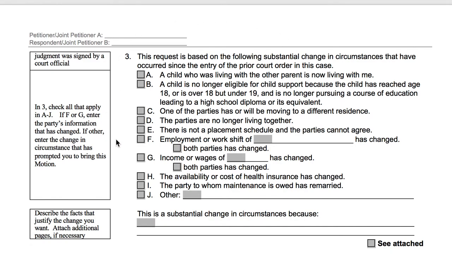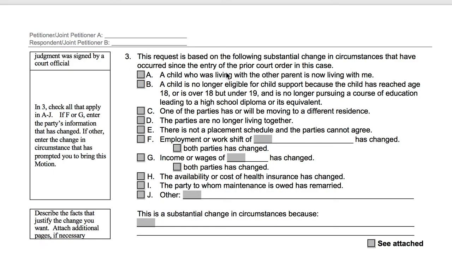And then this last section, section 3, is what we call the substantial change section. What this section wants to know is what substantial, what major change has happened since the time the last court order was made. Because obviously when the last order was made, a court thought it was a good order. So what has changed? What is different in your life or in your ex's life that's making this order not work anymore? And you can see we've got a few sections you can choose.